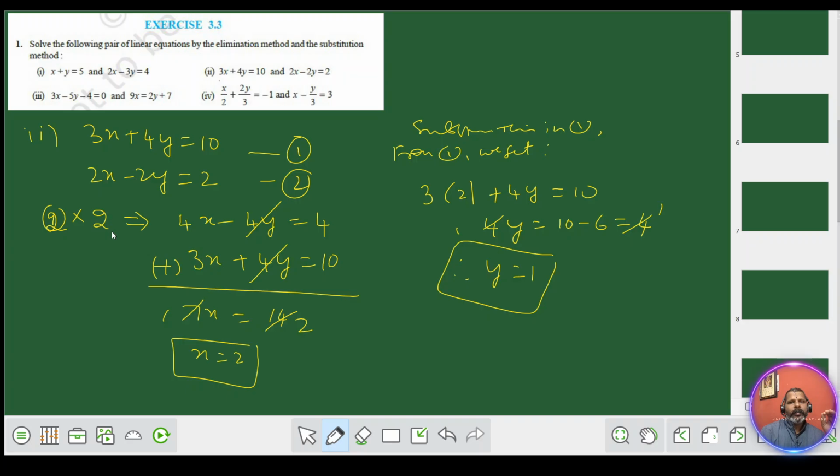Again, I'm telling you, you have to make either the x coefficient the same in both the equations or the y coefficient the same. Then you add or subtract based on the signs of the variables. We'll move on to the third question.